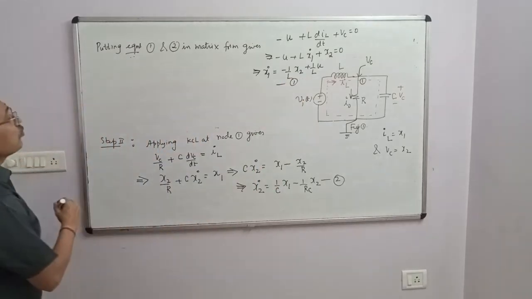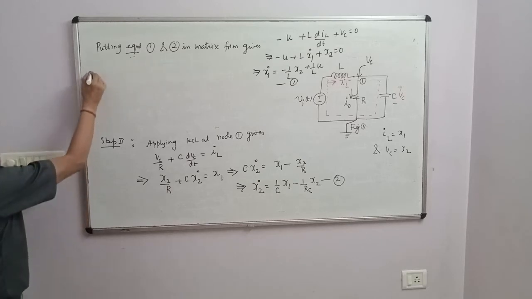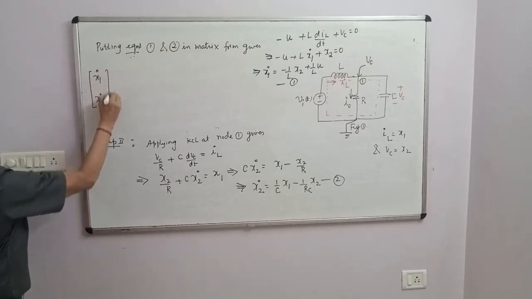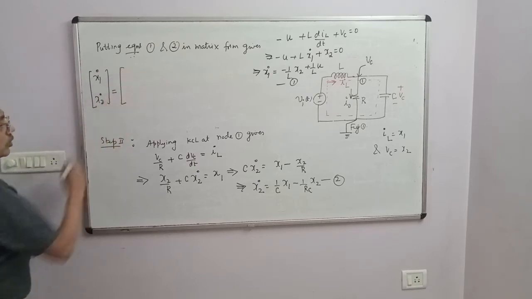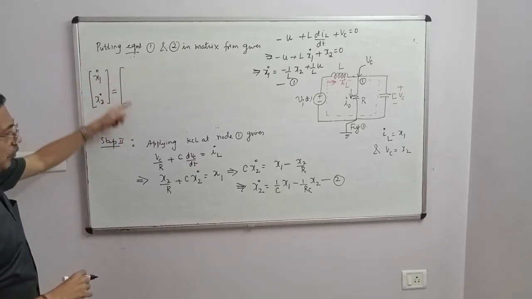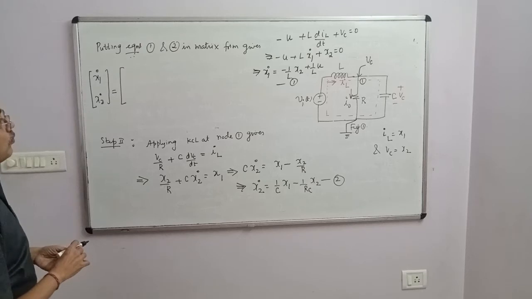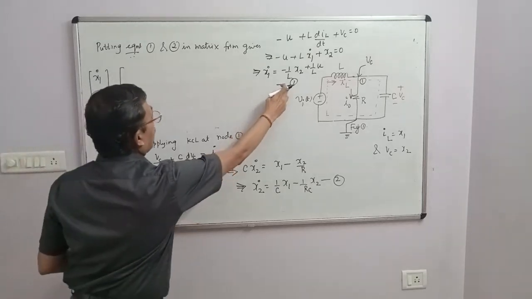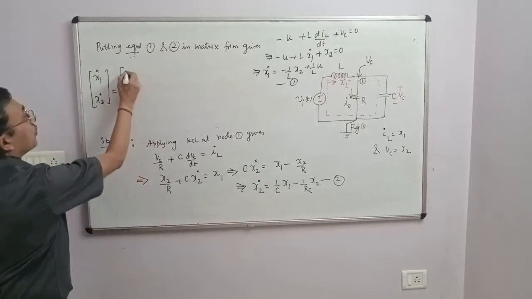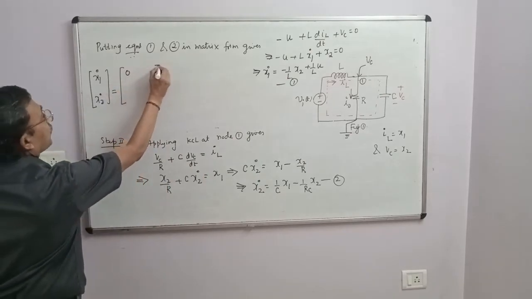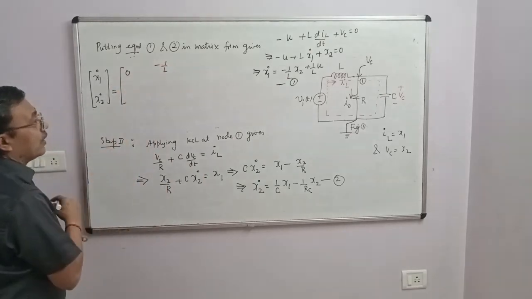Okay, putting equations 1 and 2 in matrix form gives column matrix x1 dot, x2 dot is equal to, first column will write coefficients of x1. So here there is no x1, therefore 0. Coefficient of x2 is minus 1 by L.